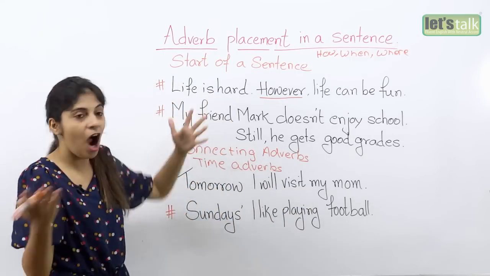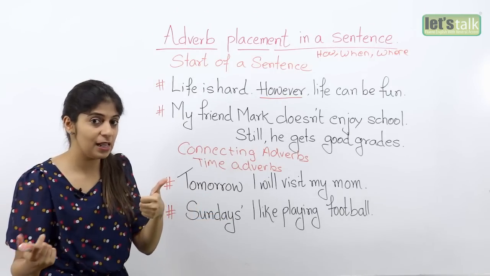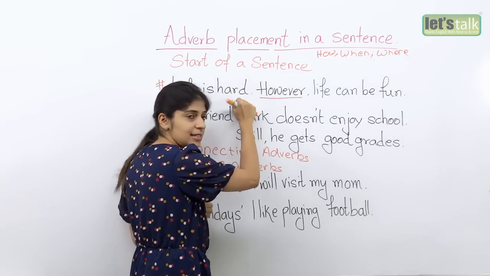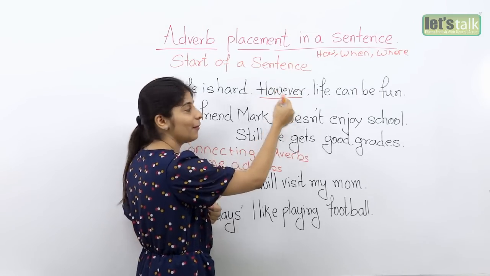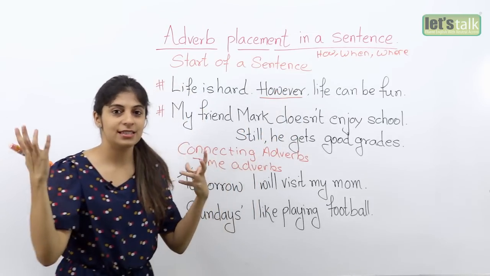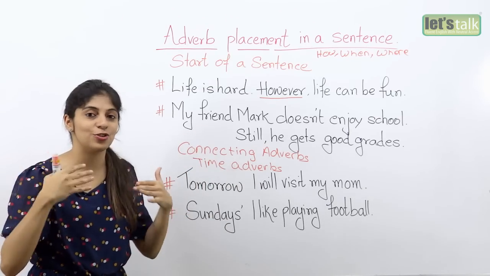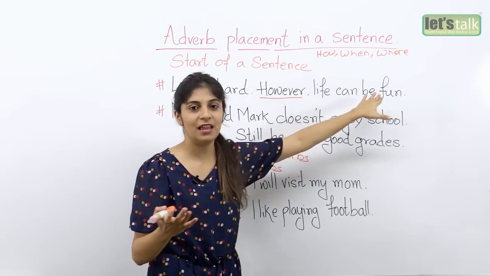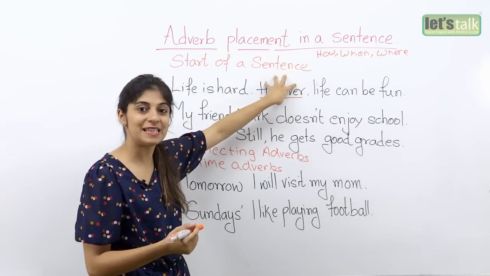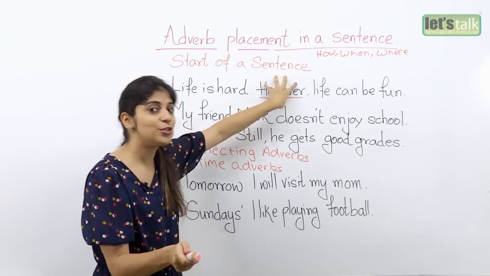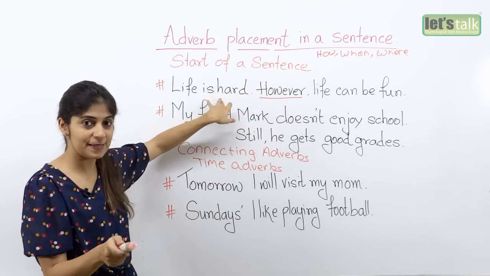So life is hard is your first phrase. Now in order to connect this phrase, you are using a connecting adverb, okay, to complete the meaning of the thing that you're saying. However, life can be fun. Okay, so however is used at the beginning of a sentence in order to connect your first phrase.